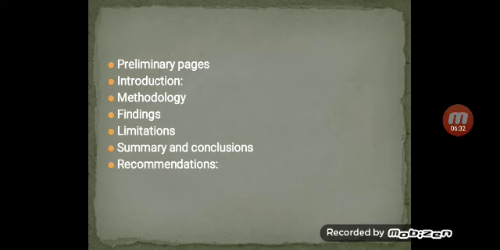Next is recommendation. What is recommendation? Recommendation for future investigation. For example, if I am conducting some other research and I read your report, then you will be giving some suggestions or recommendations for me by reading the report. That is called recommendation for future investigations.